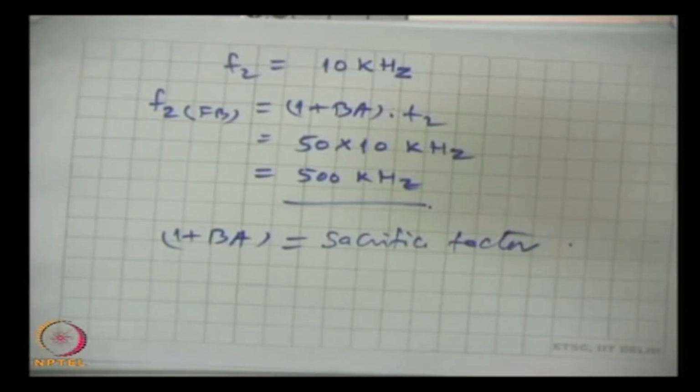And in any feedback configuration, all quantities are always modified by the factor 1 plus BA. So, for feedback analysis, for feedback design, for feedback performance, the value of 1 plus BA is very important. So, this was about feedbacks.